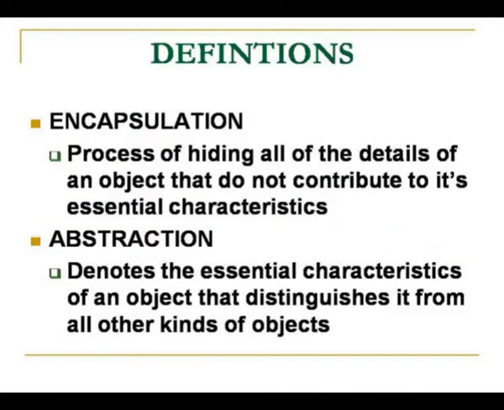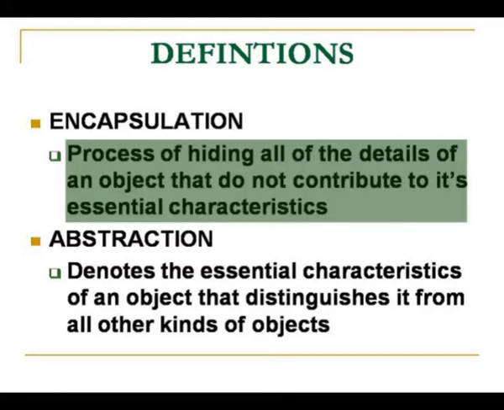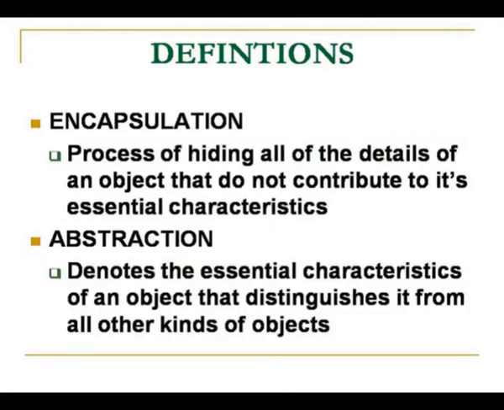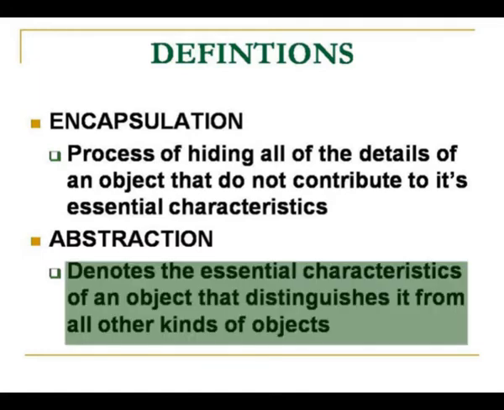So how these concepts are implemented, we will see now with the definition of access specifiers. So this is the technical definition of encapsulation: the process of hiding all of the details of an object that do not contribute to its essential characteristics. An abstraction is denoting the essential characteristics of an object that distinguishes it from all other kinds of objects.